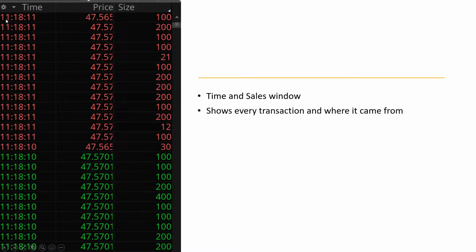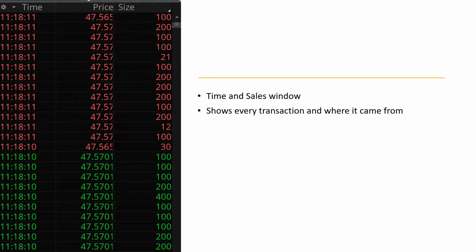So at 11:18 and 11 seconds, somebody sold 100 shares for $47.56. Well, this next one, somebody sold $47.57. And as you can see from the red and the green, that is your buying and your selling pressure. So one is getting hit on the bid, another one is getting hit. The green is getting hit on the ask.